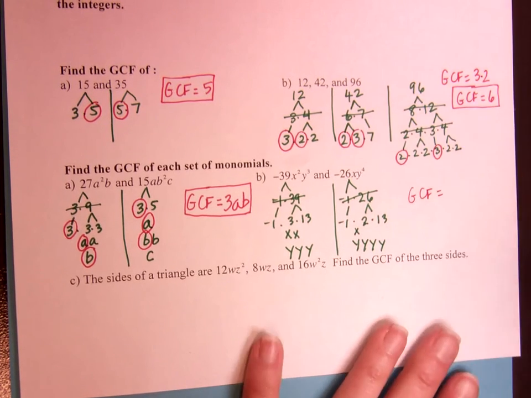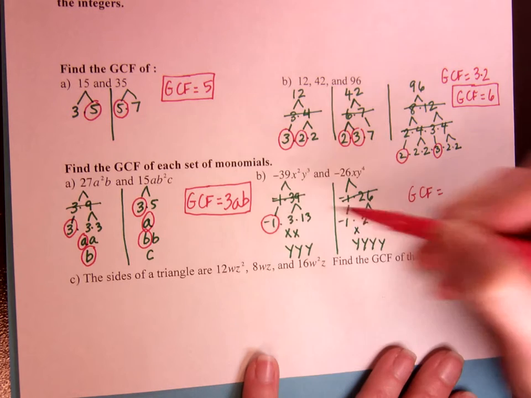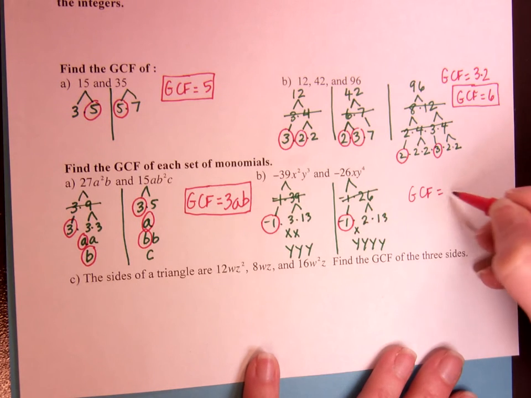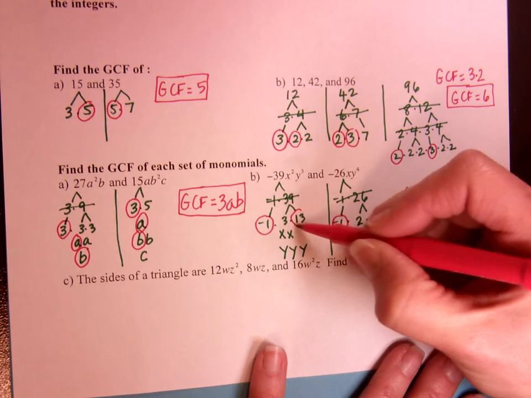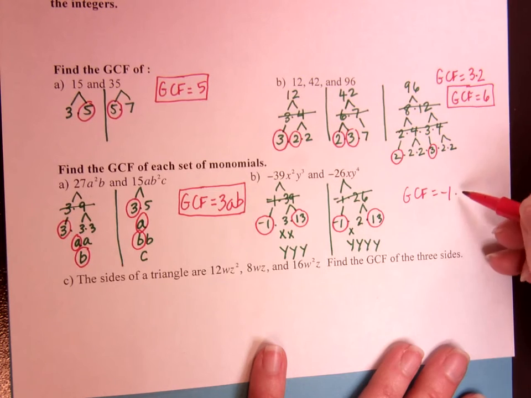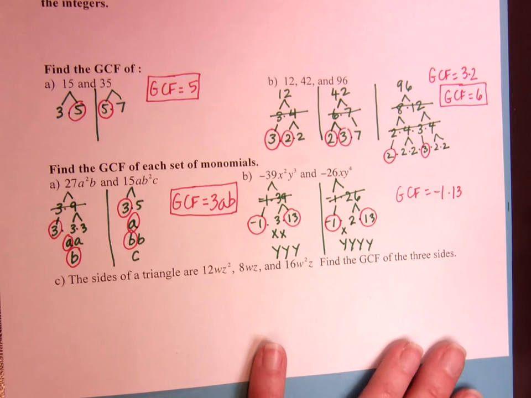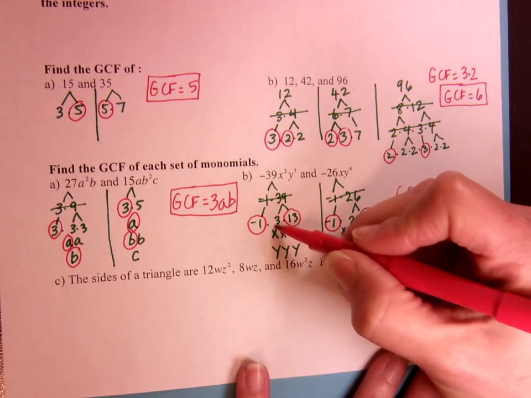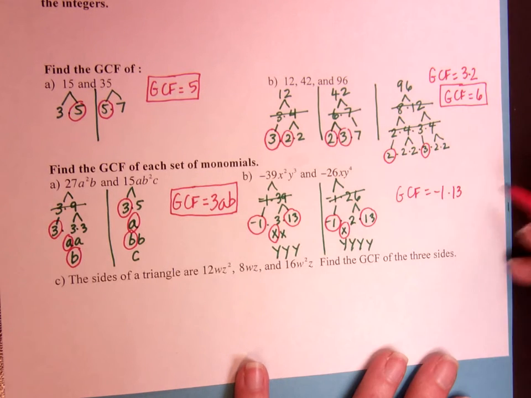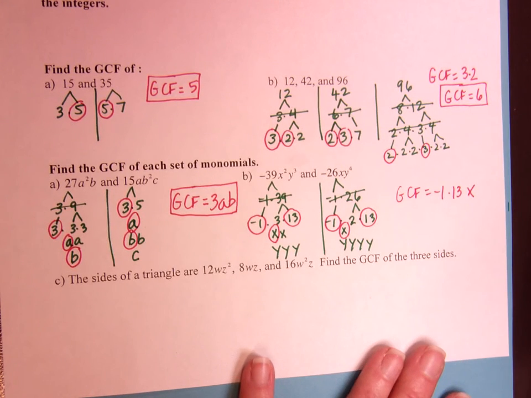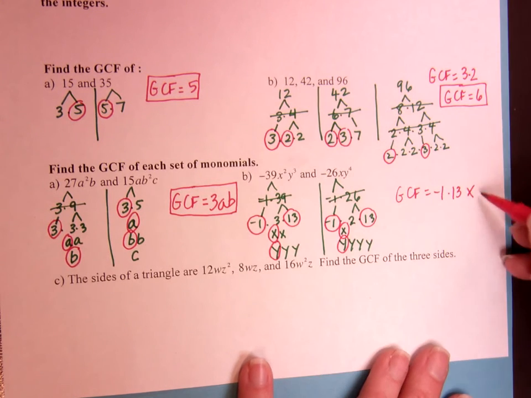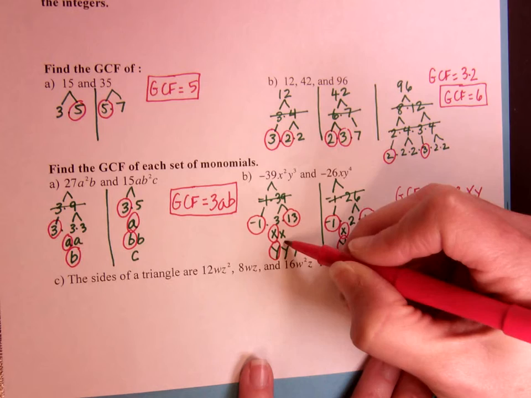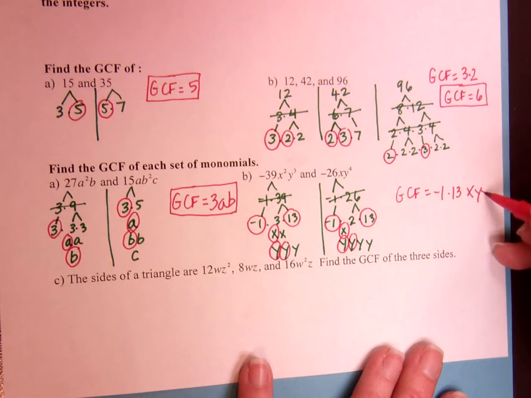All right, so I see the negative 1. So we'll put that in our greatest common factor. What else do they have in common? 13. So that also goes in the greatest common factor. Do they have an X? Do they have another X? No. Do they have a Y? Yes. Do they have another Y? Yes. Do they have another Y? Yes.